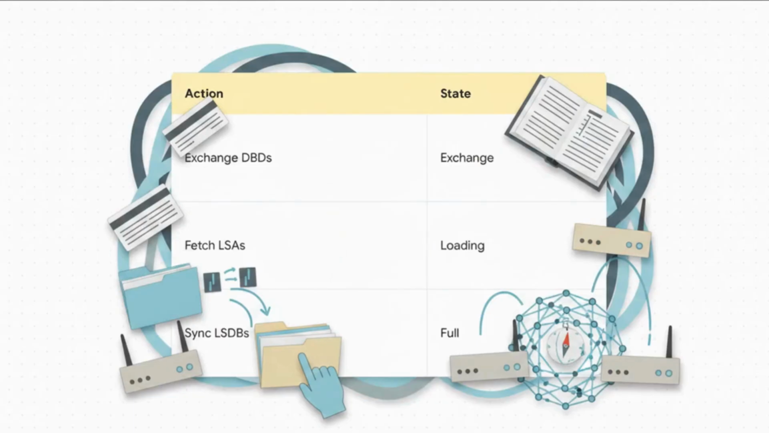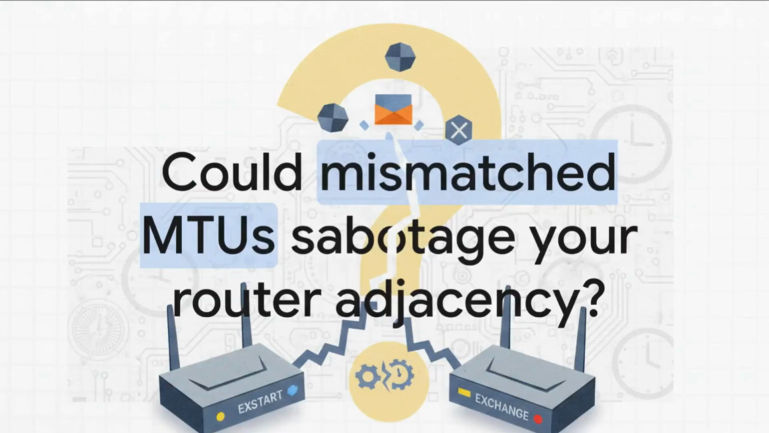Just look at how beautifully logical the business end of this relationship is. Exchanging your business cards, or those tables of contents, that happens in the exchange state. Demanding the missing files that you noticed from looking at that table of contents, that goes down in the loading state. And once you finally have everything, you hit perfect synchronization in the full state. It's only at this exact point that the router can finally run its shortest path first algorithm to calculate the absolute best routes.